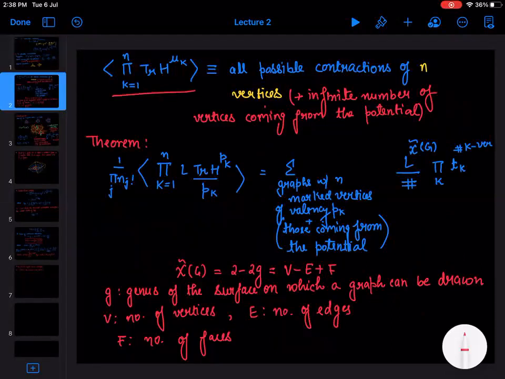Okay, so then I talked about this theorem, which tells us how we can think about these n-point correlators. So if we want to calculate a correlator of this sort, then we have to sum over all these graphs, which we get by these contractions of the double lines. And the factor of L for each of these graphs goes like chi, which is nothing but the Euler characteristic of that graph, given by 2 minus 2g, where g is the genus of that graph. And if you talk about it in terms of the vertices, edges, and faces, then it is just v minus e plus f.